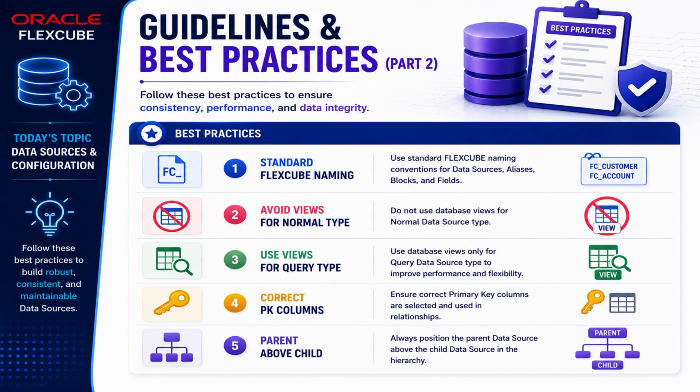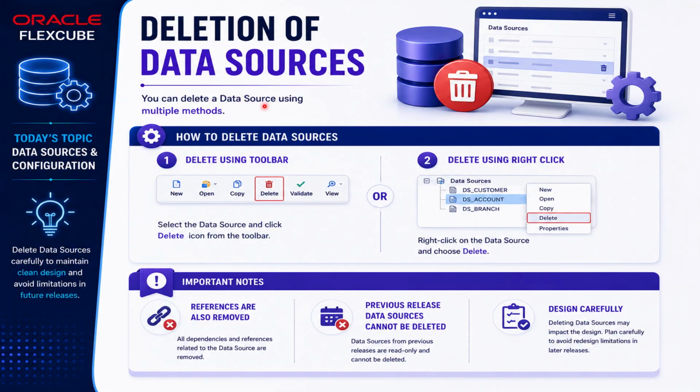Deletion of data sources. A data source can be deleted either by using the delete icon on the data source screen or by selecting delete from the right-click menu. However, deletion must be performed carefully. When a data source is deleted, all references to that data source and its columns are also removed from the RADSML. This includes data block fields and other references that depend on those fields.